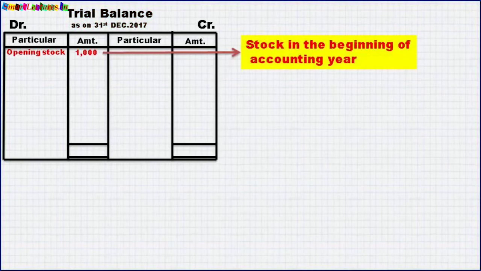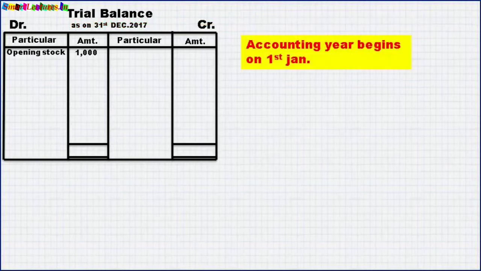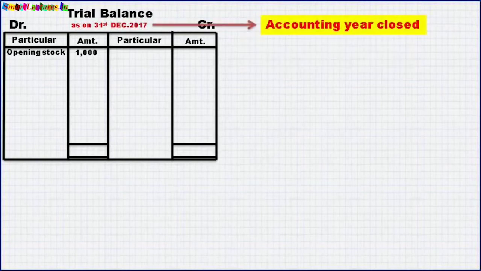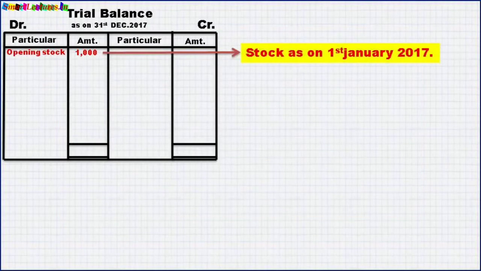Opening stock as on 1st January 2017, 1000. You know, opening stock means the stock in the beginning of this accounting year. Our books are closed on 31st December 2017. It means our accounting year begins on 1st January and ends on 31st December every year. In some companies, in some countries, the accounting year starts on 1st April and ends on 31st March. In our question, our accounting year is 1st January to 31st December.